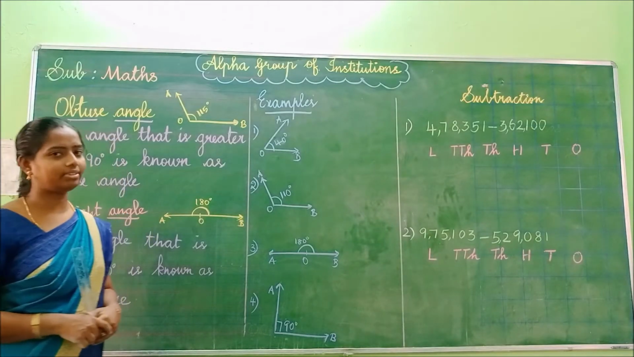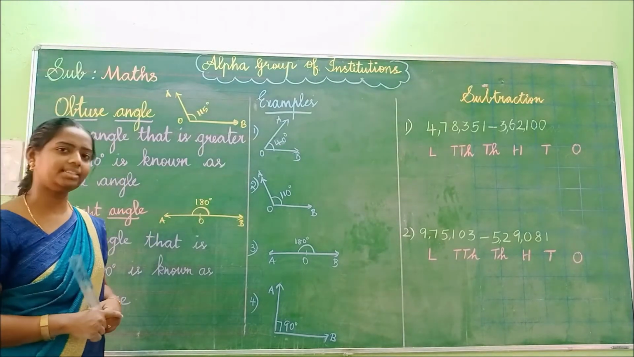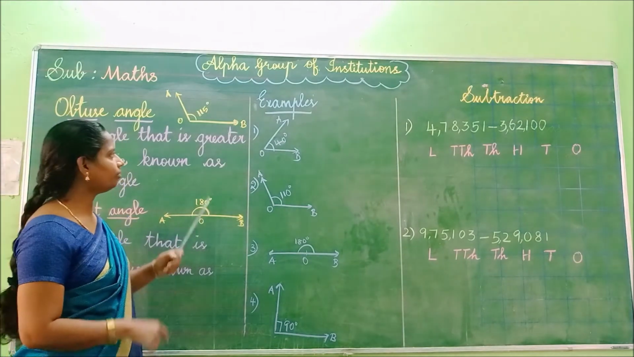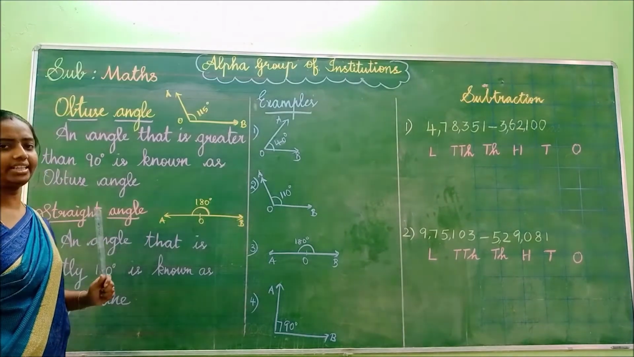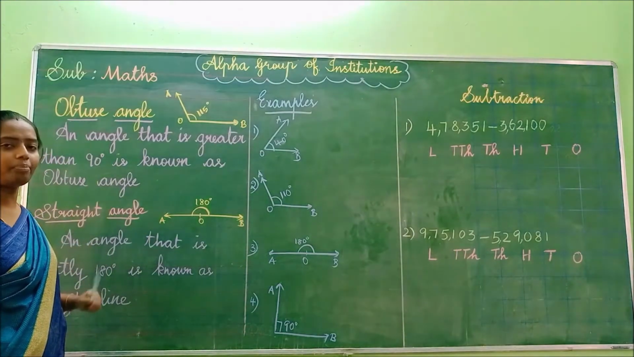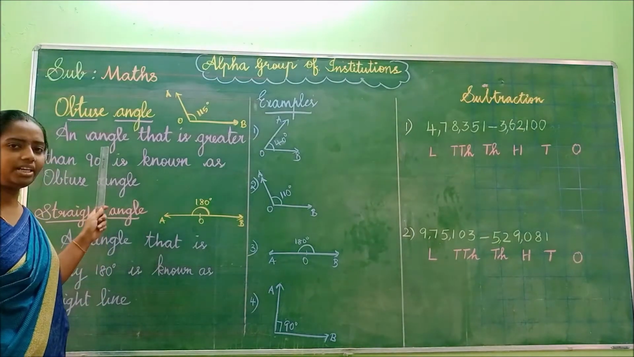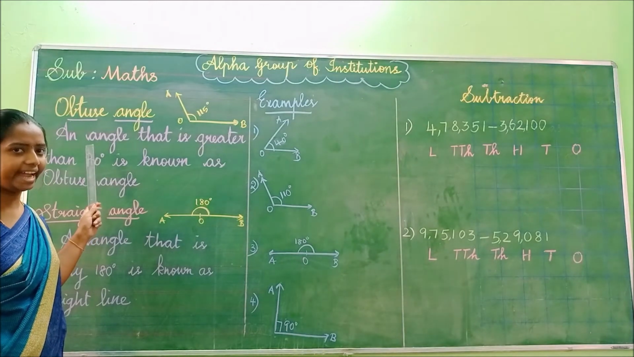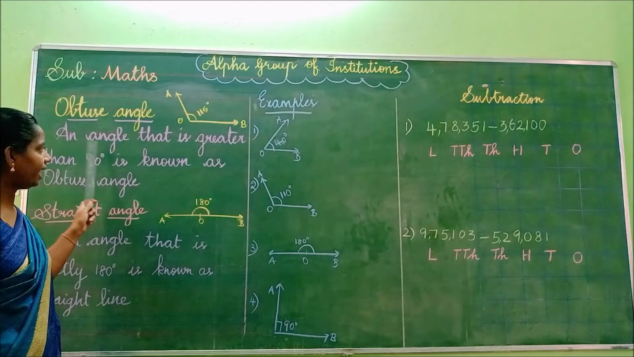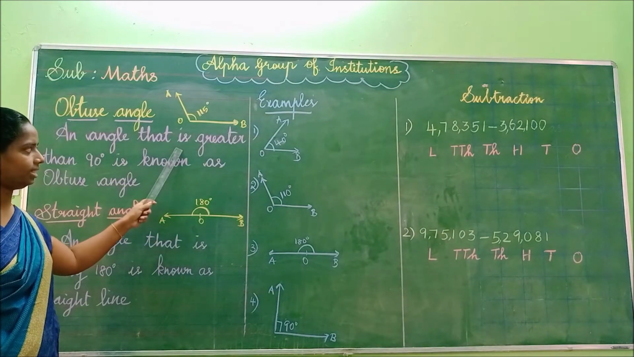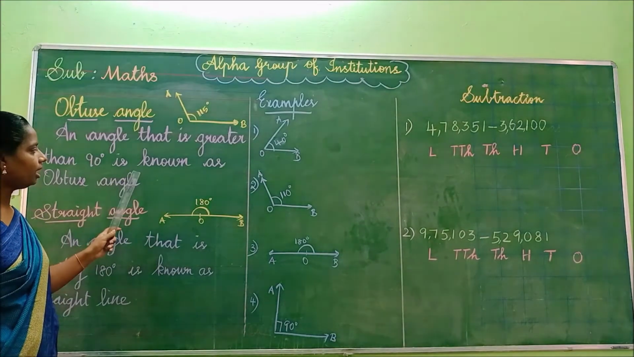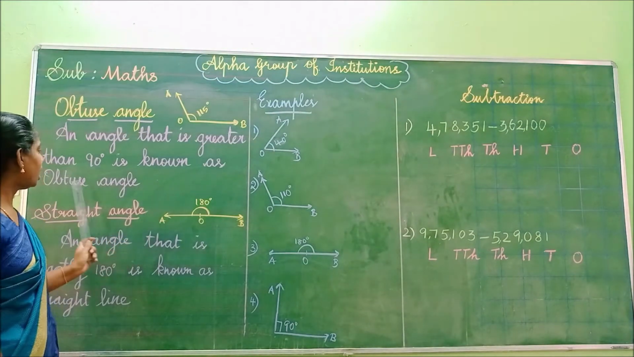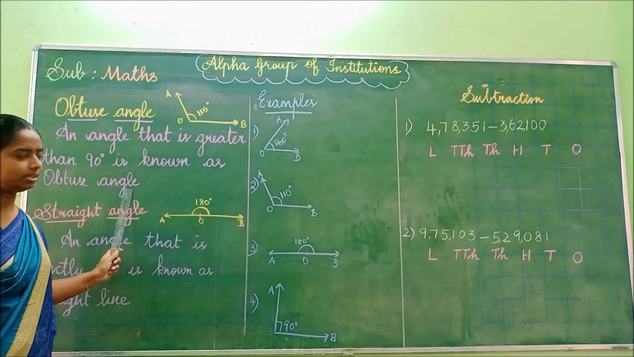Okay, children, what have we learned? We have learned about acute angle and right angle, isn't it? Here we are going to see about obtuse angle and straight angle. What does obtuse angle mean? Already we have seen in the activity, isn't it? An angle that is greater than 90 degrees is known as an obtuse angle.